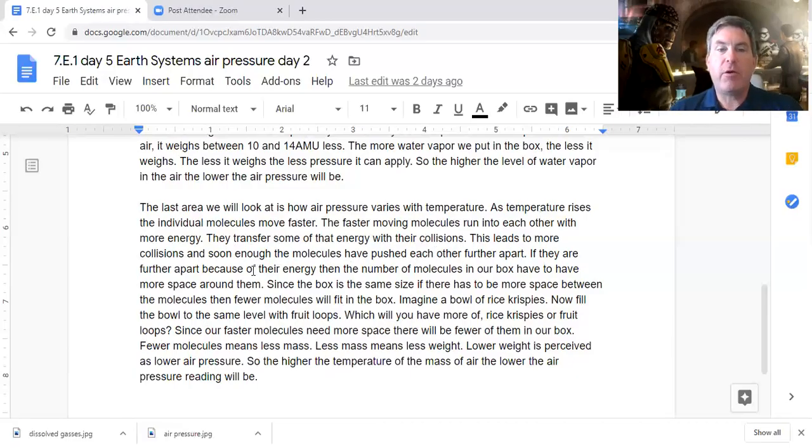If they are further apart because of their energy, then the number of molecules in our box has to have more space around them. So again, if we imagine that box from the previous example, remember we said with the temperature the same and the pressure the same, we have this certain number of molecules. Well, if we raise the temperature, the number of molecules that are happily sitting in that box at a certain pressure goes down. So we raise the temperature and there's fewer molecules in our box because the pressure remained the same.